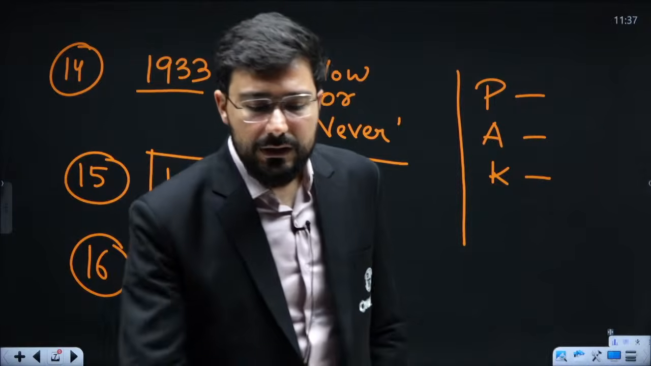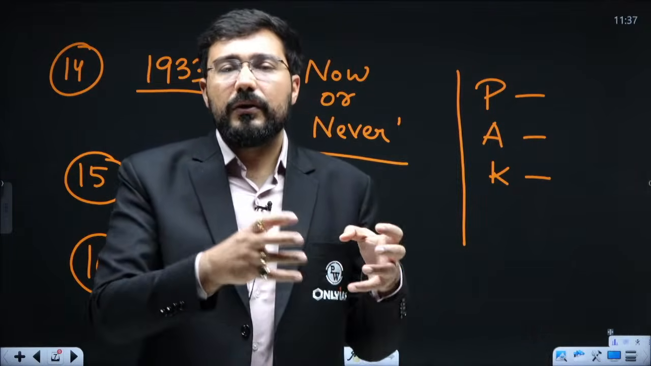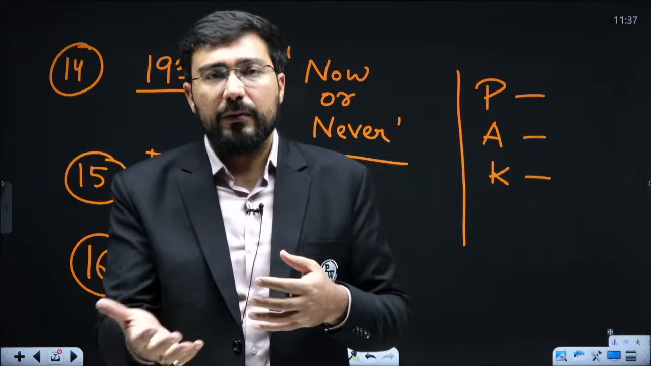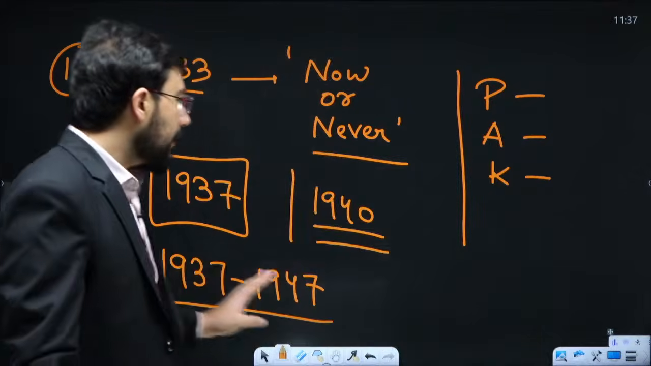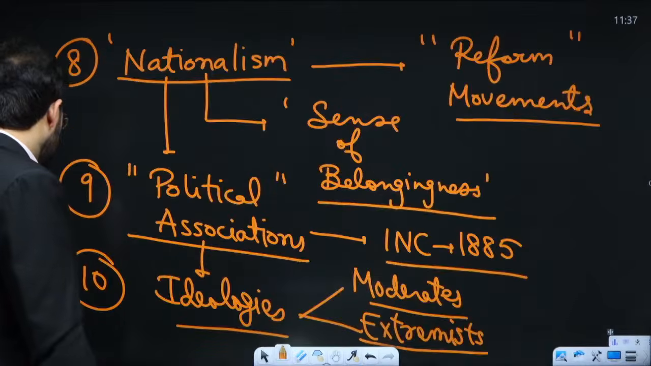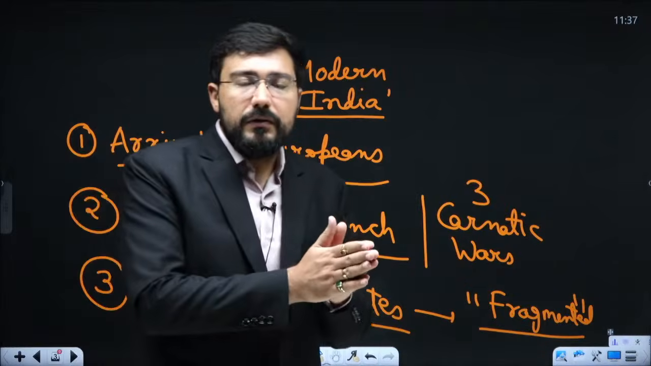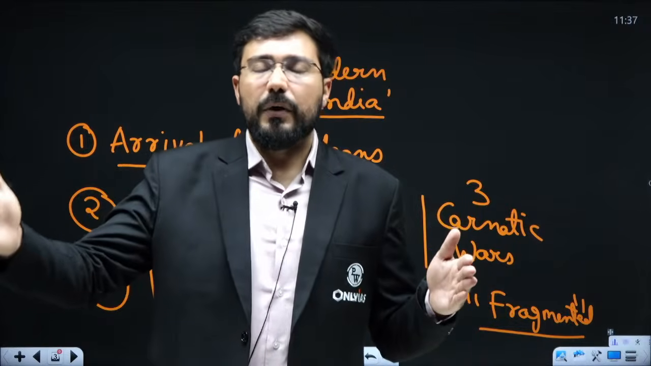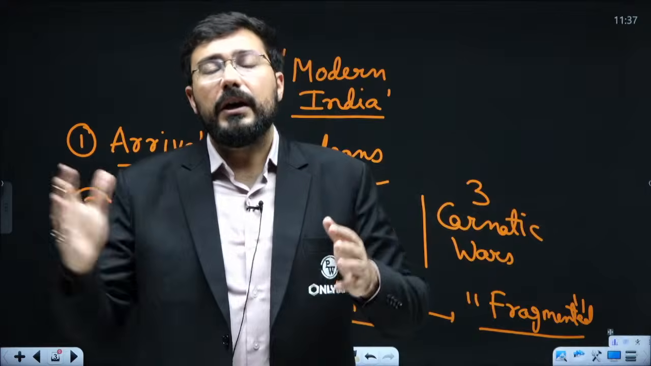So this is a very brief introduction of the syllabus, of the things which we will be discussing in the coming times. I have not discussed anything in detail. This is just telling you what we are planning to do. Starting from the arrival of the Europeans, we will go all the way up to independence with partition, from the 1750s all the way up to 1947.